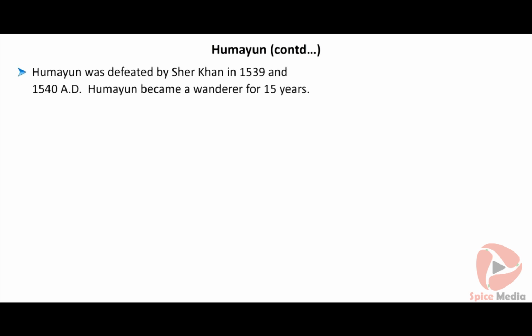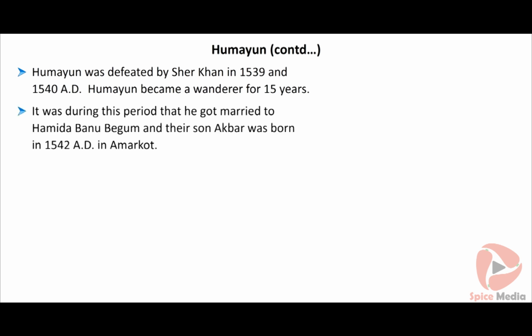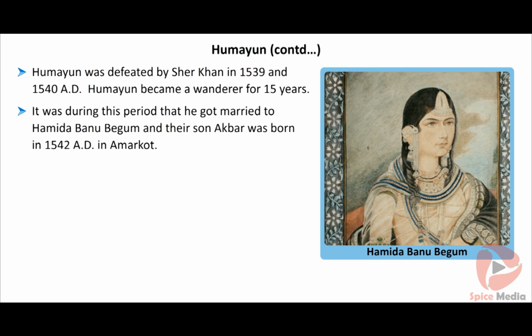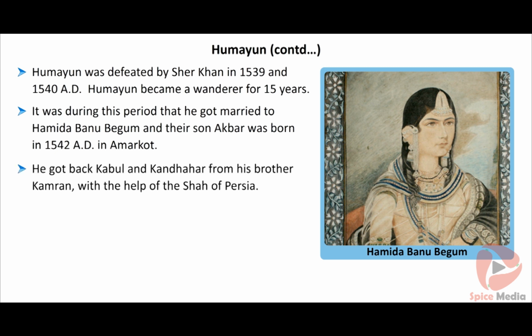Humayun was defeated by Sher Khan in 1539 AD in the Battle of Chausa and again in 1540 AD in the Battle of Kanauj. After the defeat, Humayun became a wanderer for 15 years. It was during this period that he got married to Hamida Banu Begum, and their son Akbar was born in 1542 AD in Amarkot. He got back Kabul and Kandahar from his brother Kamran with the help of the Shah of Persia. Later in 1555, he captured Delhi and Agra and became the king again after 15 years.